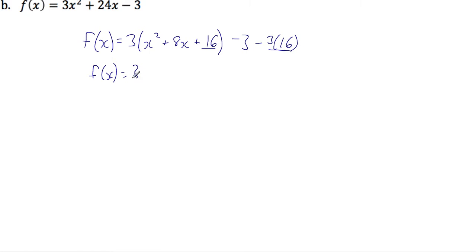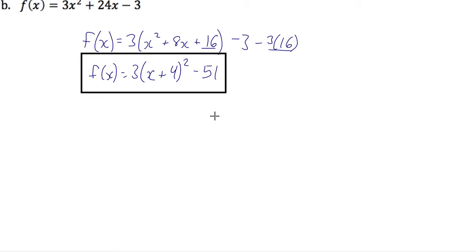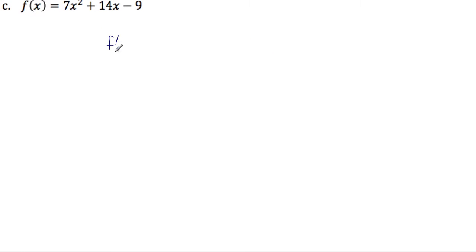So we get f of x is equal to 3. When I factor this, it's the square root of the first term, which is x, the sign of the second term, which is plus, and the square root of the last term, which is 4, squared. This is minus 3 minus 48, so that's minus 51. And that's my answer. So it's a nice little process as we go through this. And I know I'm going through this fairly quickly, so if you do have any questions on anything, feel free to drop a comment or send me an email, and I will go through it.